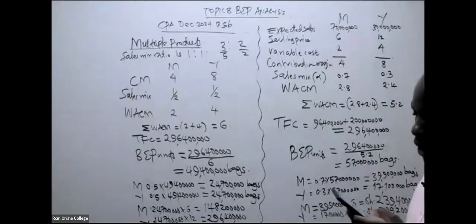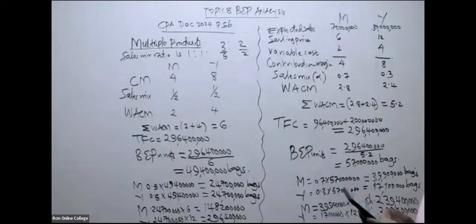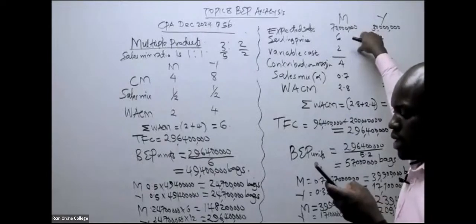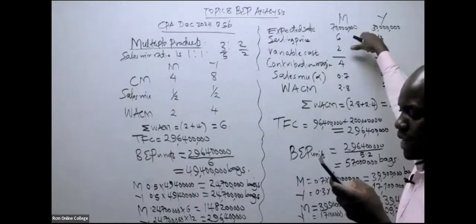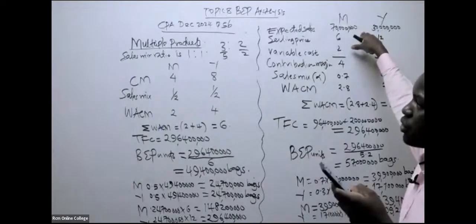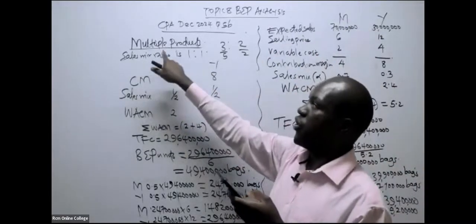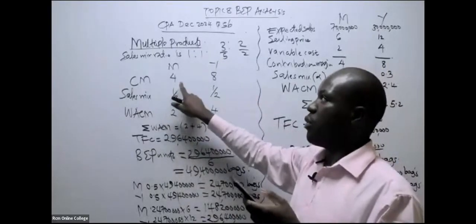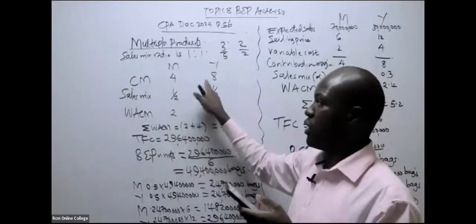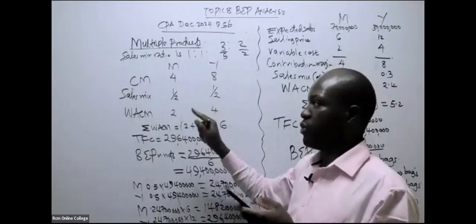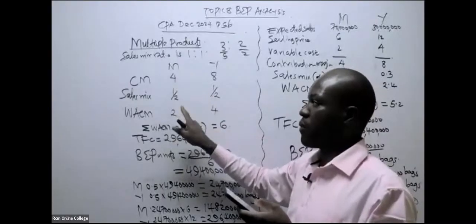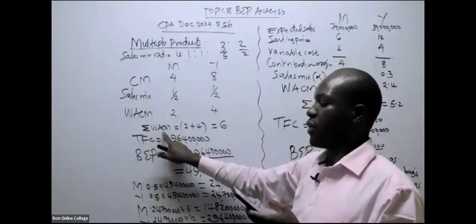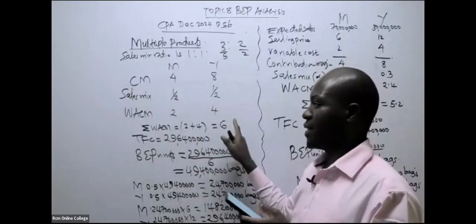So Roman 1, the break-even point at current sales mix. The current sales mix, you are to get it from the expected sales, right? Then Roman 2, the break-even point at a proposed sales mix ratio of 1:1. So 1:1 gives us 1 plus 1, that is 2. So 1/2, 1/2, which gives 0.5, 0.5. 0.5 by 4 will be 2. 0.5 by 8 will be 4. When I add the 2, I get the summation of weighted average contribution margin, which is 6.